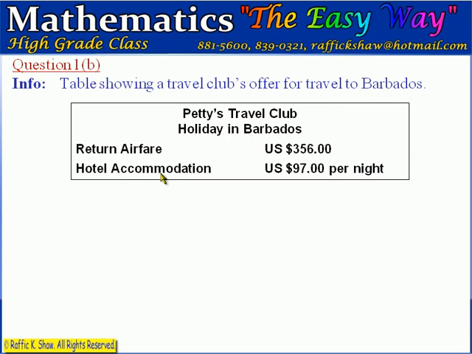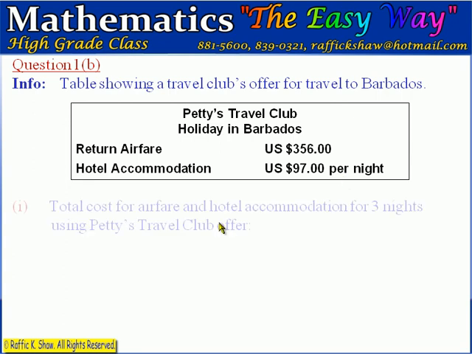On question 1b, we are told that Mr. Harry, who lives in St. Kitts, wants to travel to Barbados, and Petty's Travel Club offers this package as shown in this table here. Now the return fare is US $356. That's the return fare to Barbados, and hotel accommodation is US $97 per night. And the first part of this question is asking us for the total of the airfare and hotel accommodation for 3 nights using Petty's travel plan.